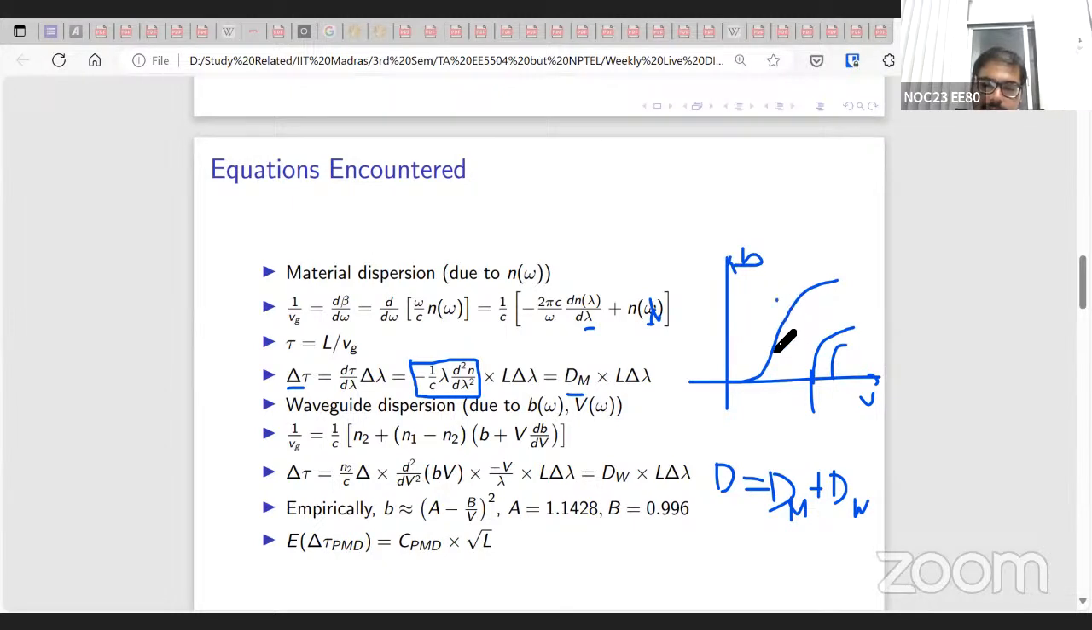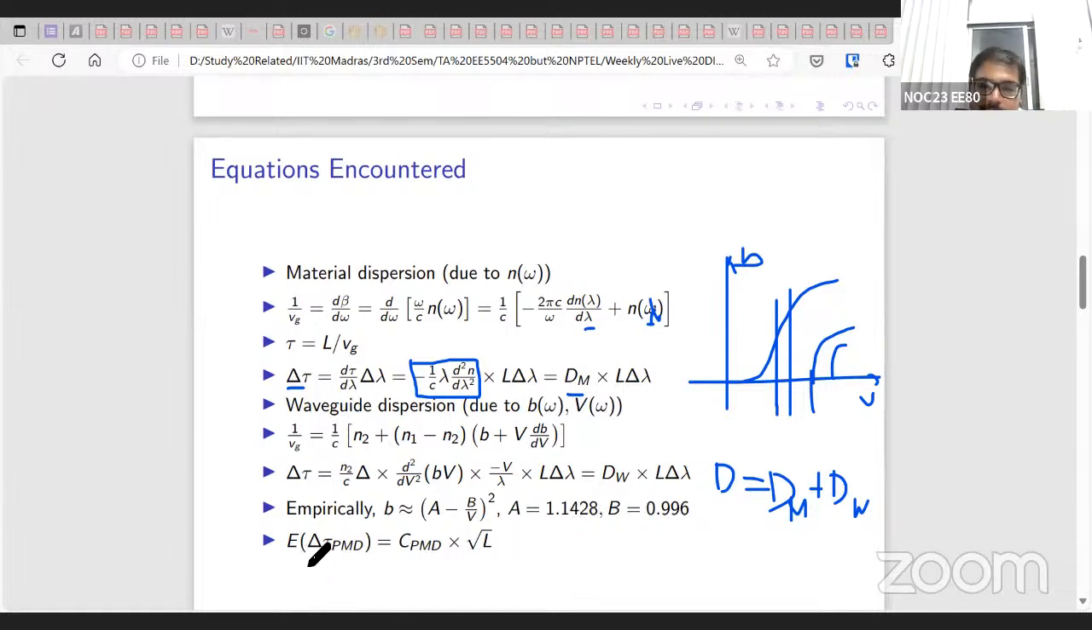And we are only concerned with the frequency range near 1550 for some specific values of V. So near that range, you can empirically write V is like A minus B by V whole square. This is an empirical relation; you're just doing a curve fitting. Using this, we can simplify some of our calculations.